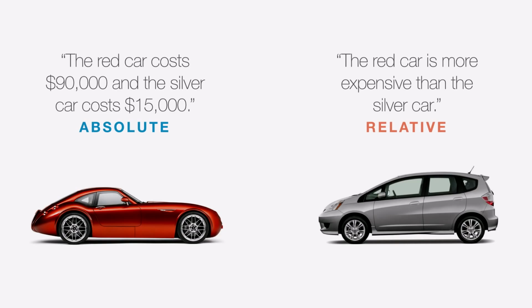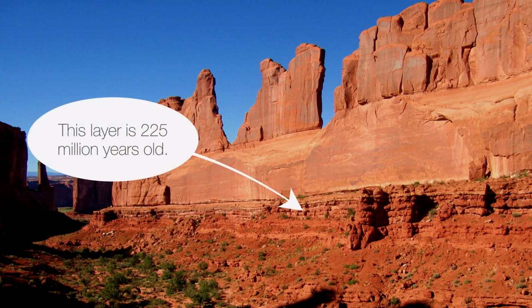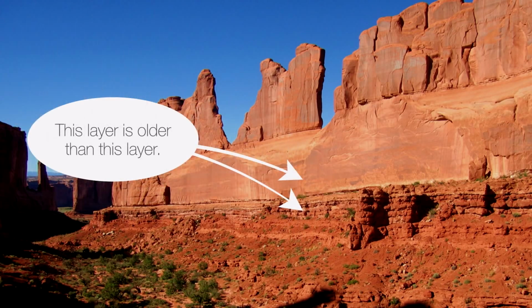What about in terms of rock layers? Well, here I have some layers of sandstone out in the American Southwest. If I were to say something like, this layer of rock is 225 million years old, that's an absolute dating statement because I have a number, I'm being specific. But if I were to say, this layer of sandstone is older than this layer, that would be an example of relative dating.